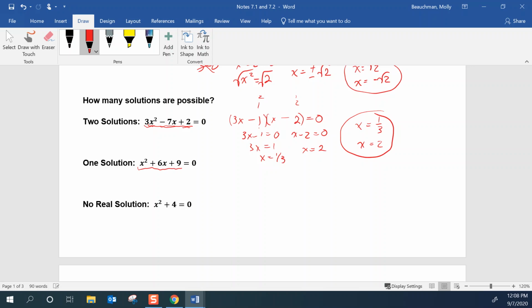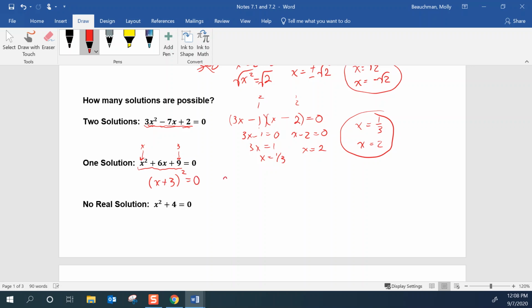So take a look. Notice that that is a perfect square. X squared is a perfect square. 9 is a perfect square, 3. And then the middle term is 2 times the square root of the first term times the square root of the last term. So what does that mean? The perfect square here is x. The perfect square here is 3. Is the middle term 2 times the product of those two? Answer is yes. So that factors into (x plus 3) squared is equal to 0.